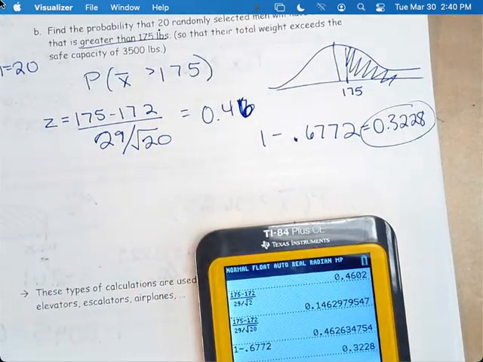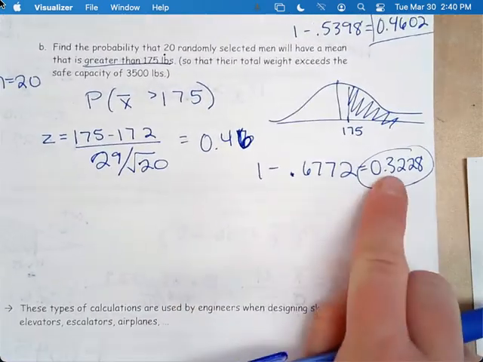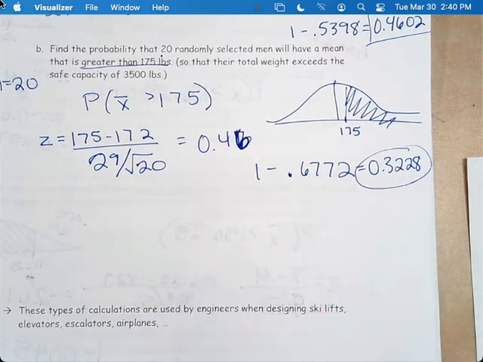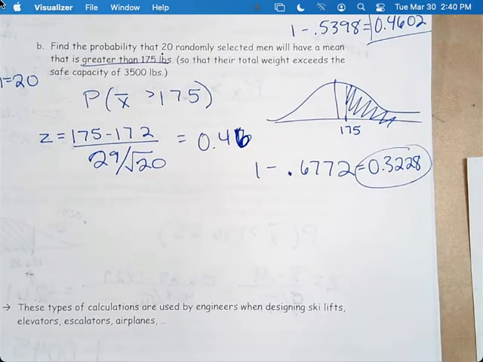So what's the probability that if you randomly select 20 adult men, their mean will be greater than 175? So it's not super high. It's less than half, 0.32.